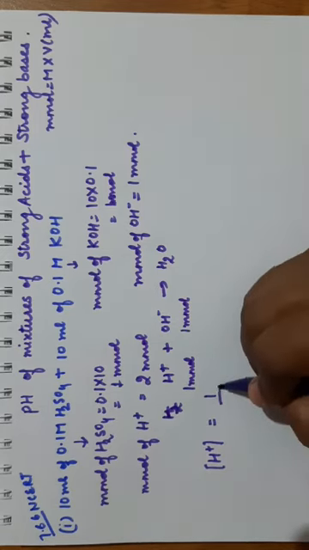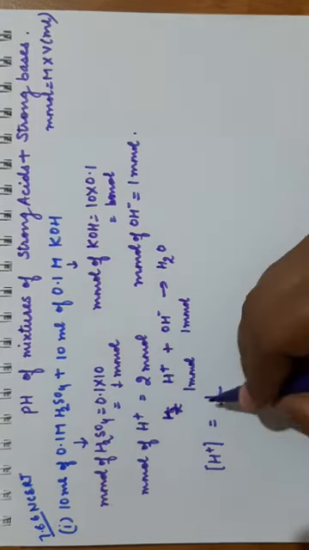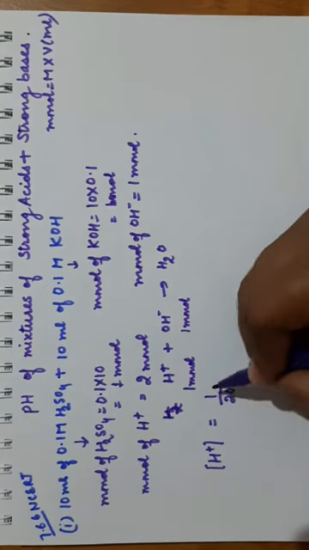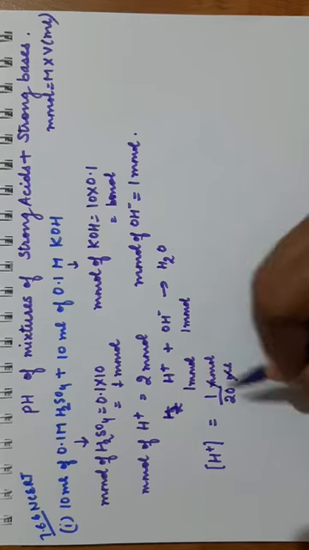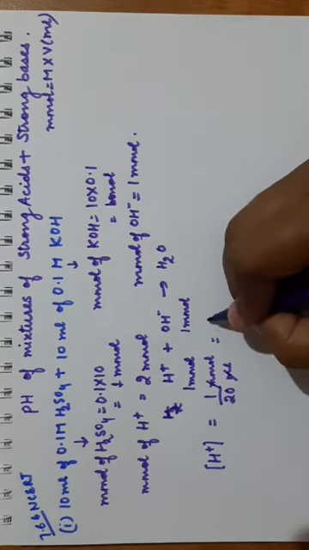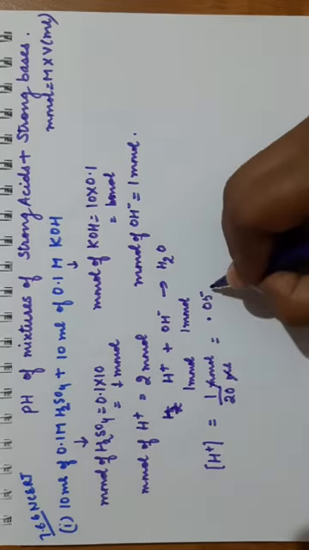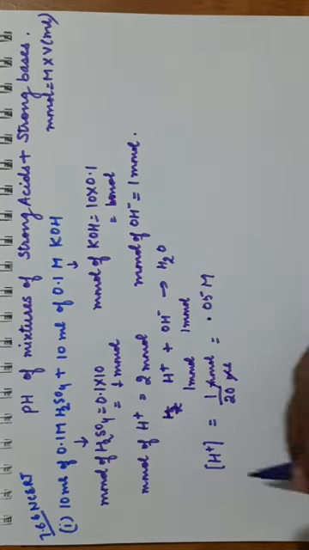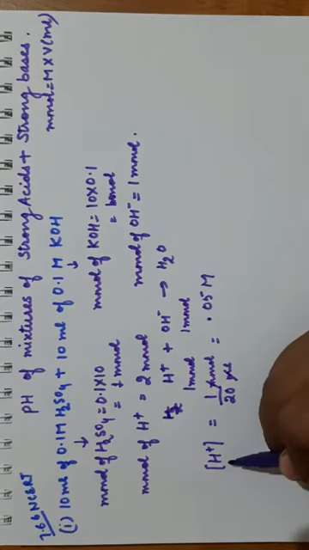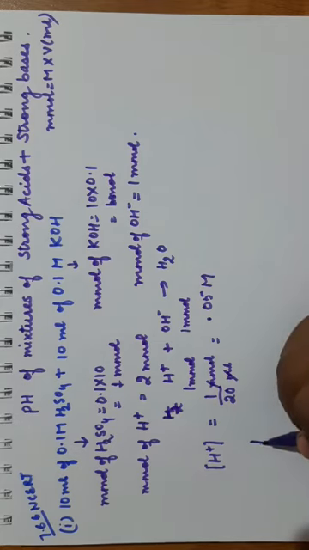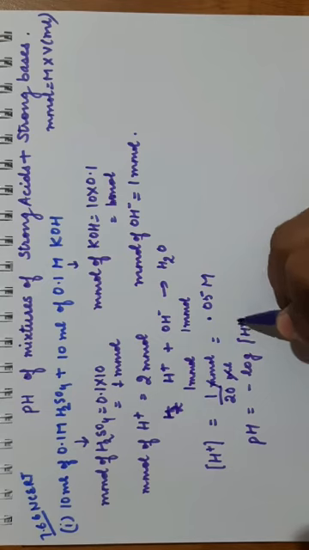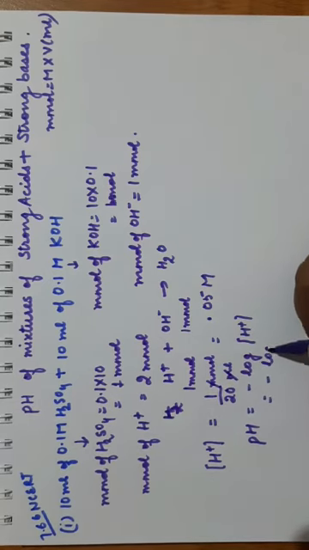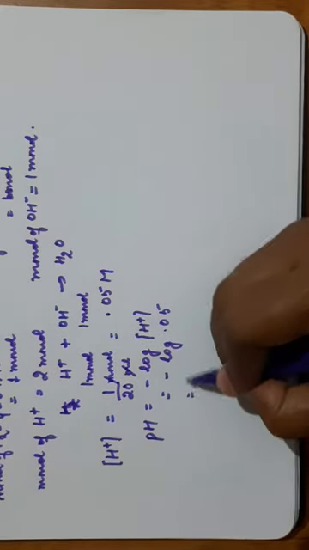Divide by the total volume in ml. 10 plus 10, 20. So ये मिलीमोल है और ये मिलीलीटर है. They will cancel out. So it will become mole per liter. You will get 0.05 molar. Now we have got the concentration of H plus in the solution. Using that we will calculate the pH, minus log H plus. It will be equal to minus log 0.05. Clear?